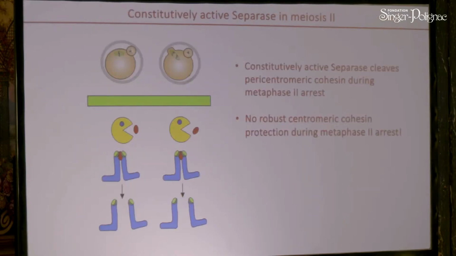So that means, contrary to what was expected, where you would think it would make sense for an oocyte to protect against premature cleavage of pericentromere cohesion, what we see is that there is actually no protection in place. If we put in constitutively active separase here, in metaphase 2, we just get separation of sister chromatids in a completely unordered manner, same as when we activate oocytes for the metaphase to anaphase transition. So there is no robust centromere cohesion protection present during this metaphase 2 arrest.